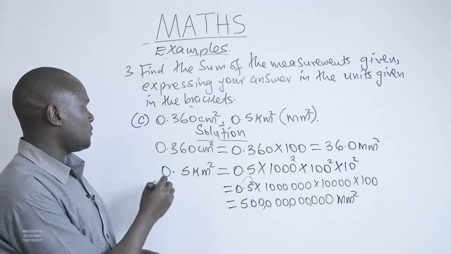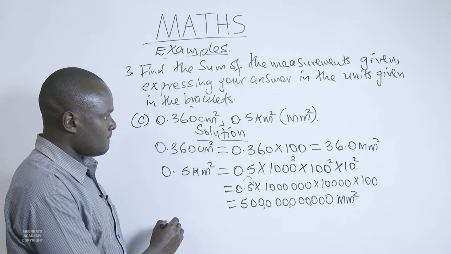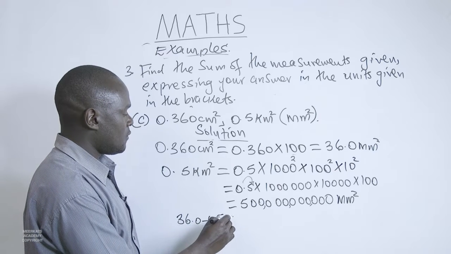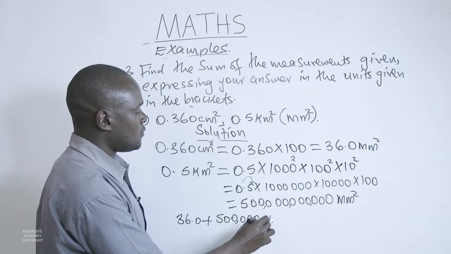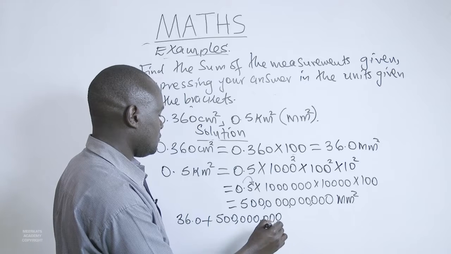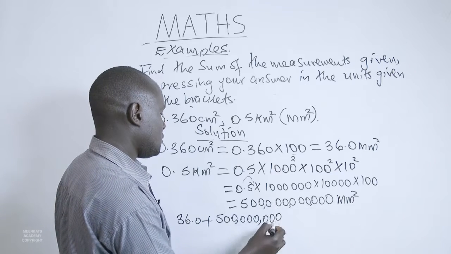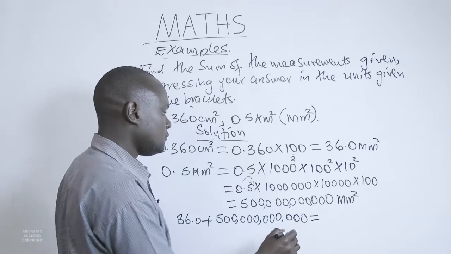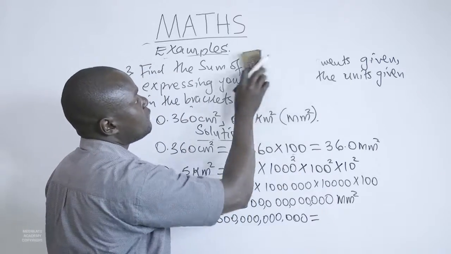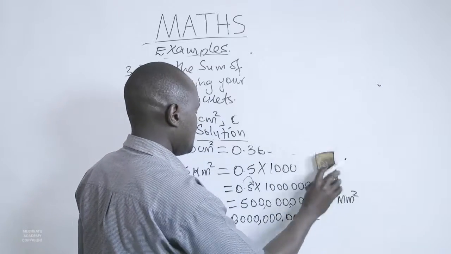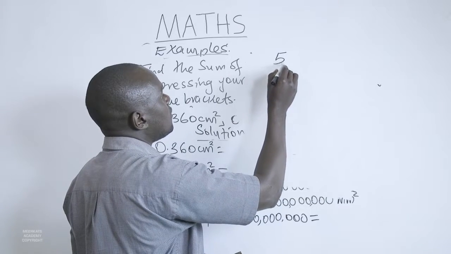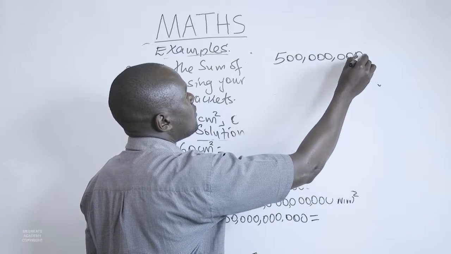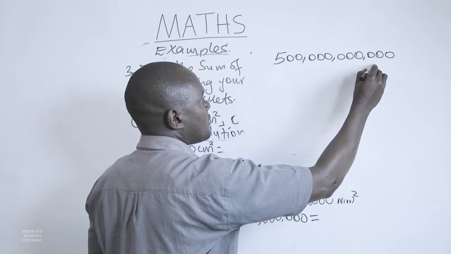We now proceed with addition. Which will be 36.0 plus 500 billion, which will give us, we can arrange this number in column form before we add them. Plus 36.